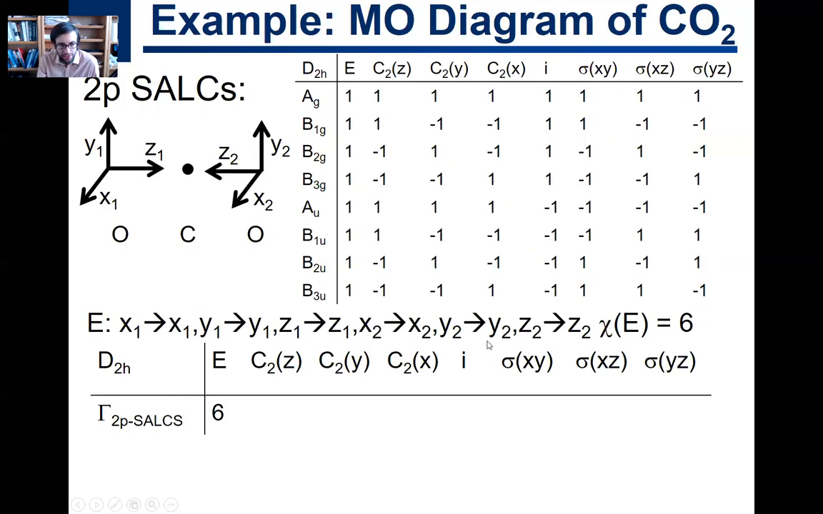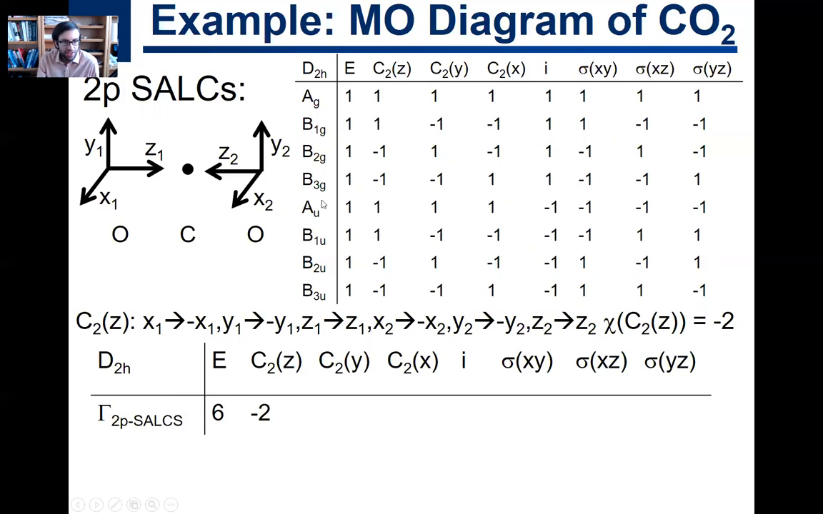And so identity is going to get us a 6. C2(z) is going to be a 180-degree rotation along the z. So x1 is going to spin to negative x1, y1 is going to spin to negative y1. The z1s are going to stay the same, and x2 is going to be negative x2, y2 is going to be negative y2. So that gets you negative 1, negative 1, 1, negative 1, negative 1, 1. Add those all up together, you get negative 2.